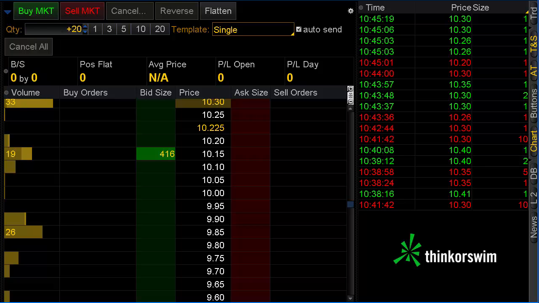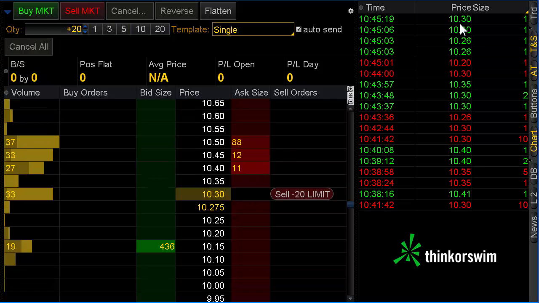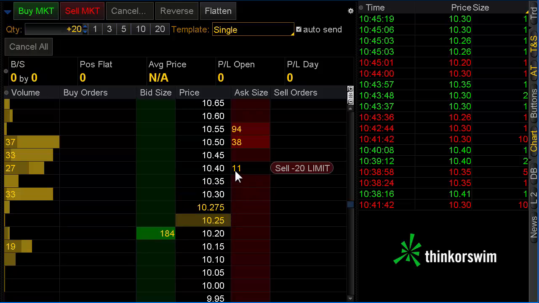All right, so let's manage this trade. This is just a screenshot where you can see the options time and sales, and here you can see the bid-ask. We're at a 10.15 bid, 10.40 ask.